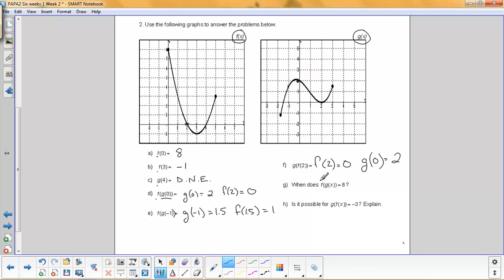Alright, when does f of g of x equal 8? Now what we'll be doing is working backwards. One way to do this is by finding your first x value, your first y value, your second x value, and your second y value. Once you work backwards this way, you will see how you can make it through to the original answer. So we know that the end result, the second y value, the second output that we are looking for is 8.